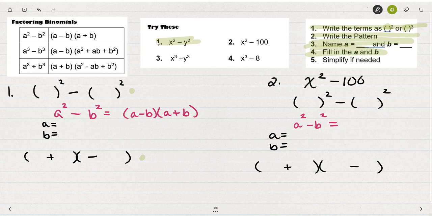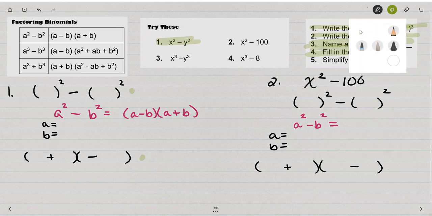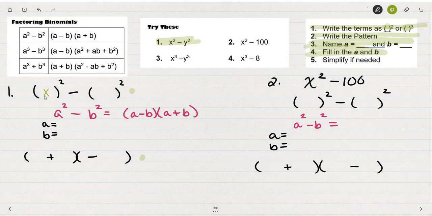So are you ready to try an example? Let's look at this example 1, x squared minus y squared. Well, the first step is really already done for us here for this one, right? The square terms are x squared and y squared. There's nothing fancy to do there. The second step, writing the pattern: since it's a difference and it's 2 perfect squares, not cubes, then the pattern we'll use is this first one. A squared minus b squared equals a minus b times a plus b.